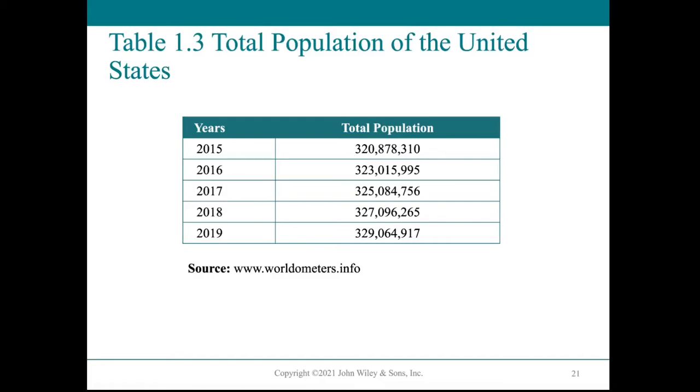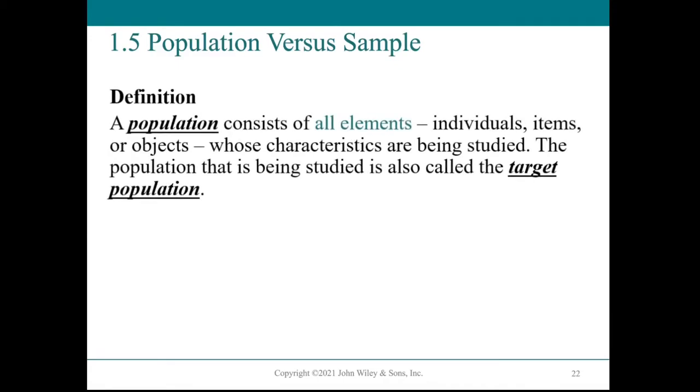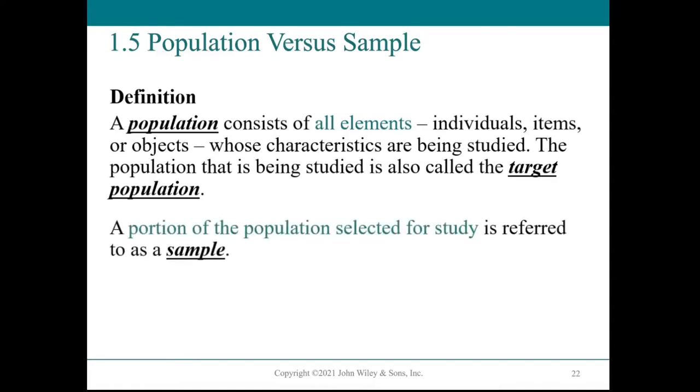So through the years, but only on one member of the population, which is the US. There is no United Kingdom, there's no Philippines there. Okay, so let's look at population versus sample. A population consists of all the elements whose characteristics are being studied. The population that's being studied is called the target population. Again, population is all elements, whereas the portion of those populations selected for study is the sample.